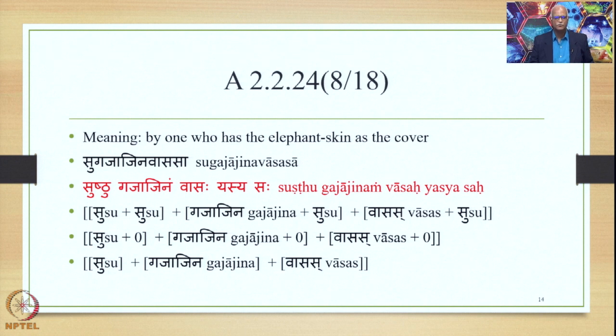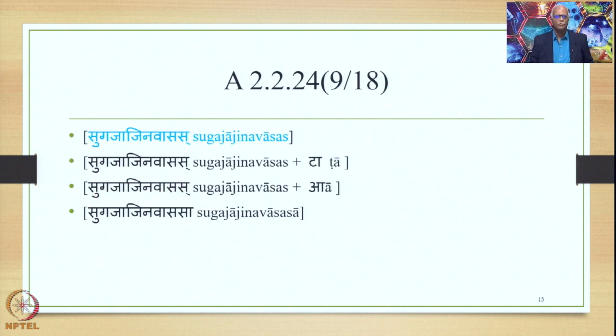Now the samāsa saudhanya takes place, then the prātipadika saudhanya takes place. After that, supo dhātu prātipadikayoḥ applies and deletes all the sups. So we have su plus 0 plus gajājina plus 0 plus vāsas plus 0. Then we join all of them together and we get the finally derived bahuvrīhi compound output, namely sugajājina vāsas. When we use it in a sentence, we add the tṛtīyā ekavacana pratyaya ṭā after it. So we have sugajājina vāsas plus ṭā and we get the finally derived form sugajājina vāsasā.